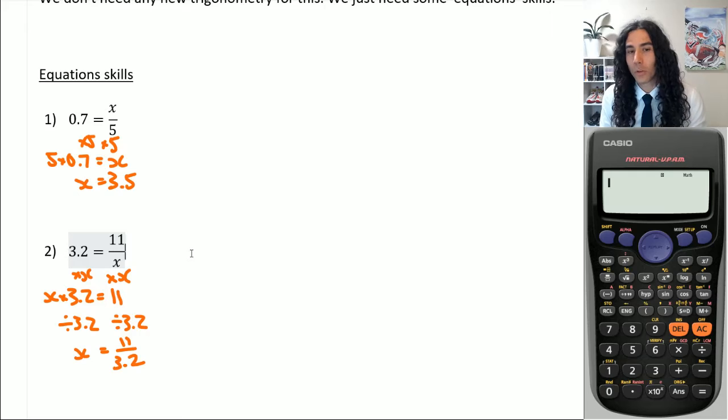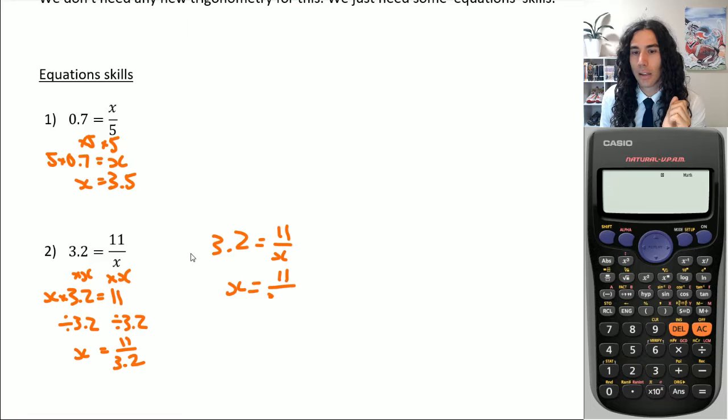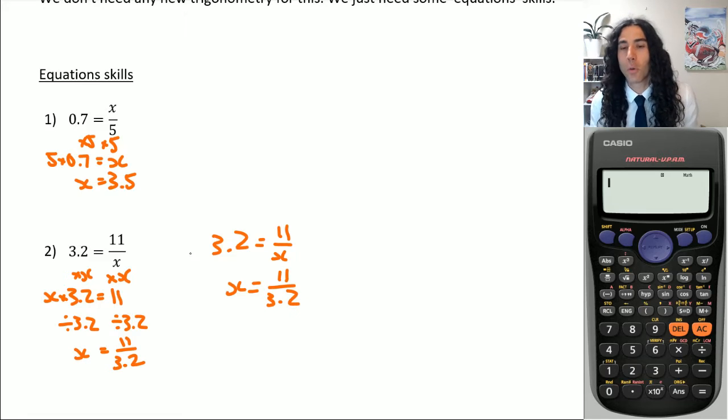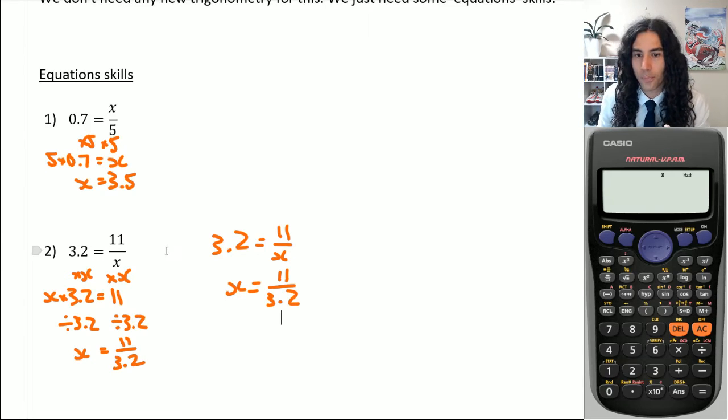Now, some people will do it this way. They will just take a shortcut and they'll go 3.2 equals 11 on x. And so they'll say x is 11 on 3.2. I'll just go straight from there to there. If you want to do it that way, yeah, you can. But I like to make sure that everyone knows the underlying steps.